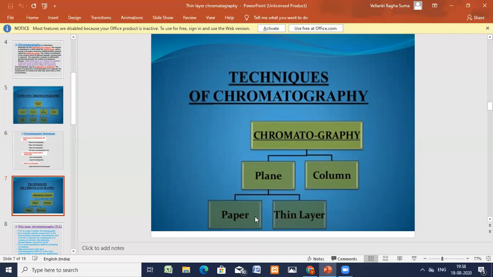Paper chromatography was discussed in the techniques of chromatography. So chromatography, one will be the planar one, the other one will be the column. In planar chromatography, you will have paper as well as thin layer.